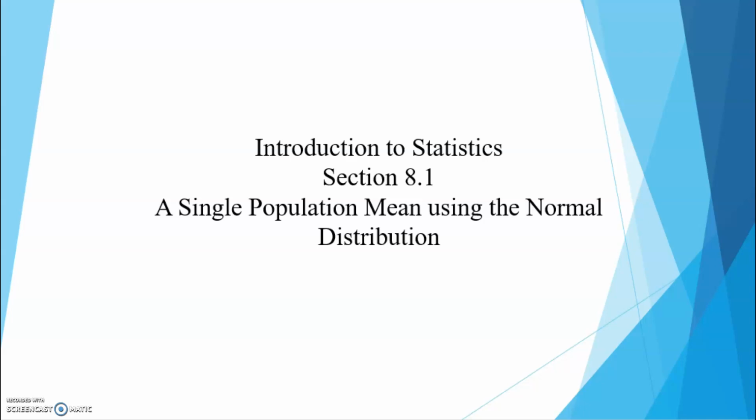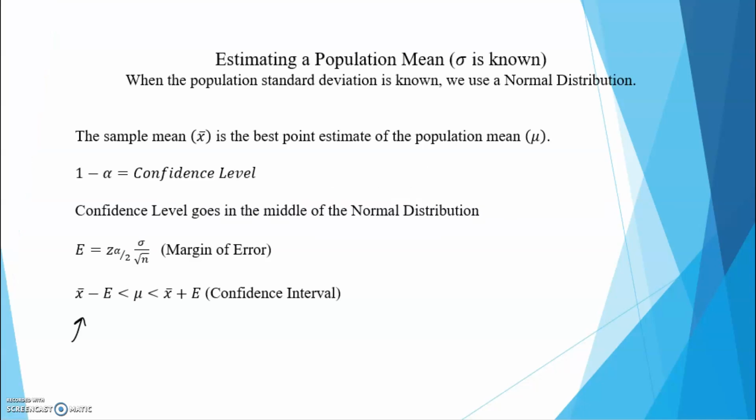Okay, now we're talking about finding the confidence level for a population mean when we know what the population standard deviation is. So we'll be using the normal distribution. Like I said, we have two cases, one where we know what the population standard deviation is, and one where we don't know what it is. If we do know what it is, we're going to be using the normal distribution. Your sample mean X bar is the best point estimate of the population mean.